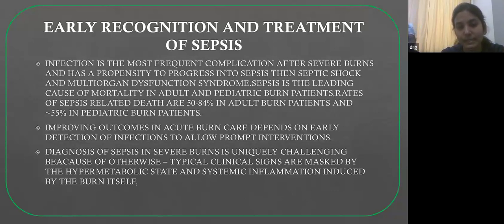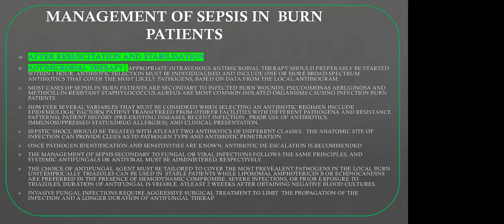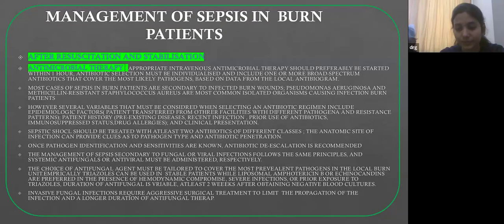Diagnosis of sepsis in severe burn is uniquely challenging because the otherwise typical clinical signs are masked by the hypermetabolic state and systemic inflammation induced by the burn itself. The early management of sepsis in burn patients, after fluid resuscitation and stabilization, is antimicrobial therapy. Appropriate intravenous antimicrobial therapy should preferably be started within 1 hour, and antibiotic selection must be individualized and include one or more broad spectrum antibiotics that cover the most likely pathogens based on data from the local antibiogram.